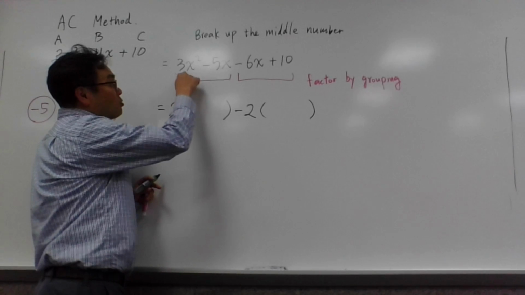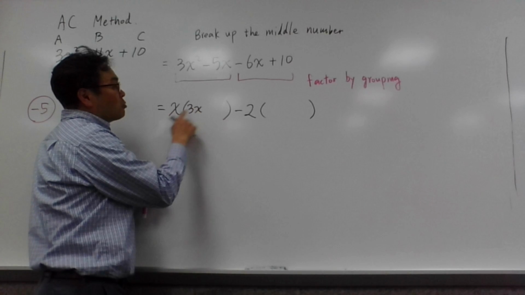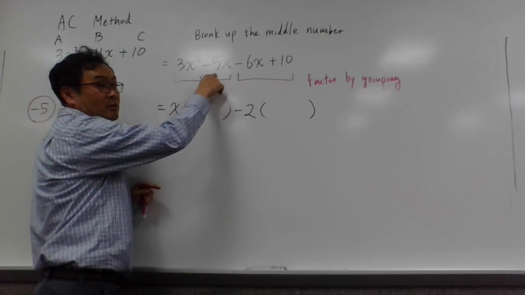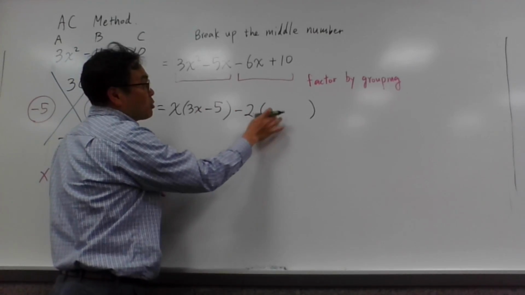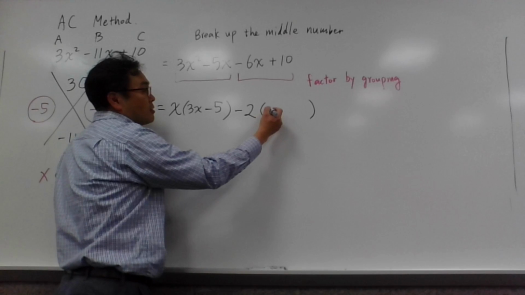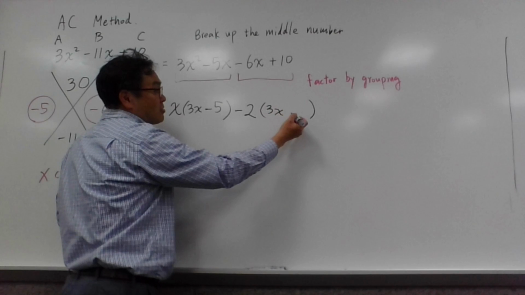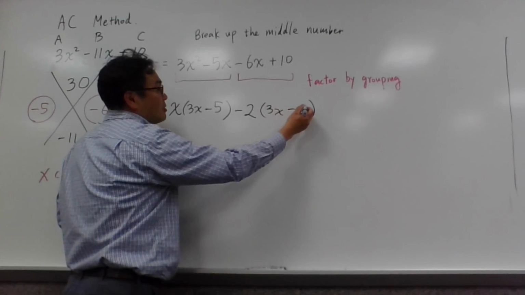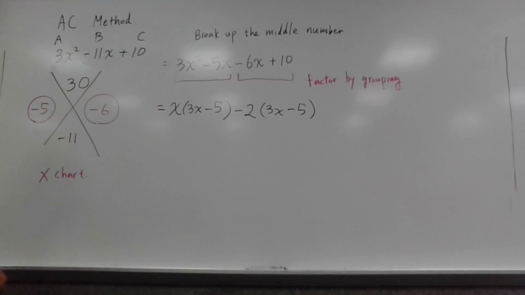Now let's see what should go in here and there. X times what gives you 3x squared? 3x. X times what gives you negative 5x? Negative 5. Negative 2 times what gives you negative 6x? 3x. Negative 2 times what gives you positive 10? Negative 5. You have to multiply negative times negative to get the positive.